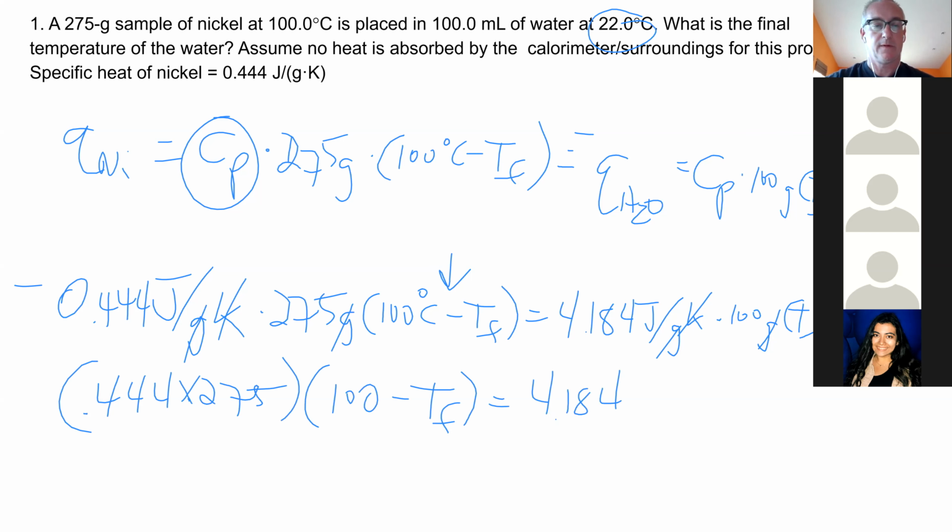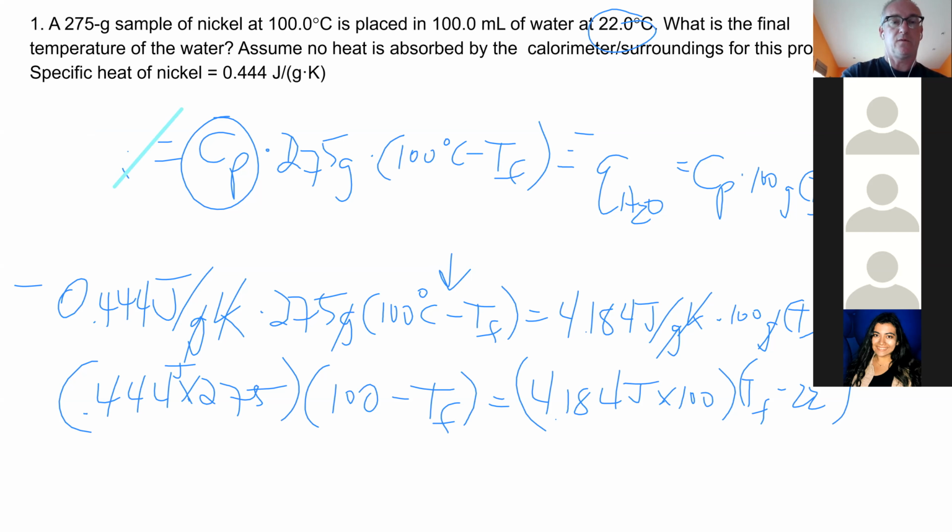4.184 joules. This should be joules here. Times 100 multiplied by TF minus 22. And basically we just multiply all these things together and then work out what TF is going to be. So let me move this up here.